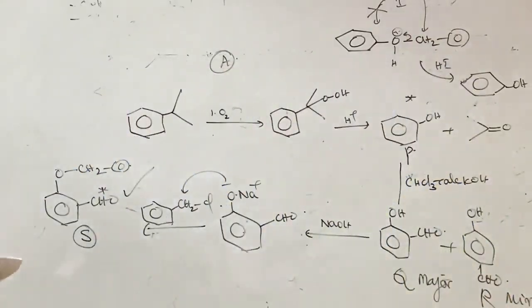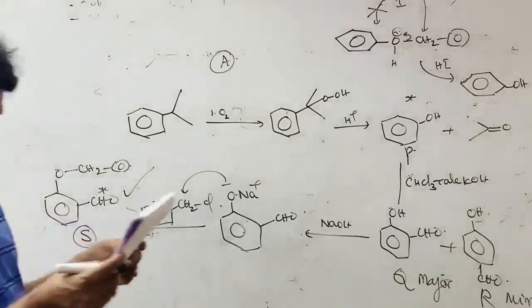So here D is correct. Product 1 is correct. Product 4 is correct. 1 and 4 are correct.